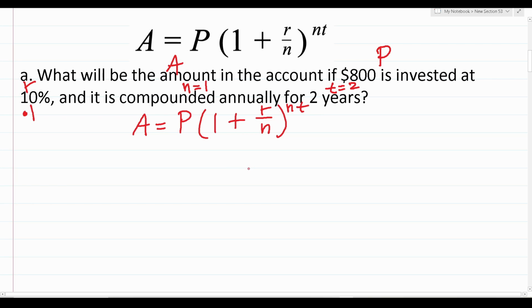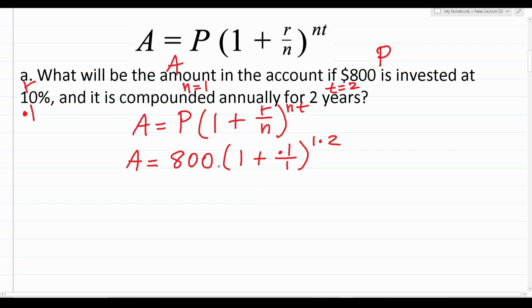Now that we've identified everything, let's go ahead and start plugging things in. We have A equals, principal was 800, so we'll put 800 in place of P, times 1 plus R is going to be in decimal form, and that's 0.1 over N, which is how many times we compound the money. And in this case, it's going to be compounded once per year, so that's 1 there. Raised to the N, again, N is 1, and T is time, and we identified that as 2.